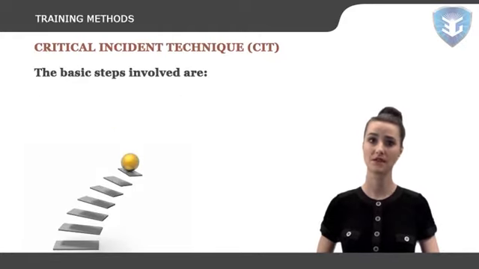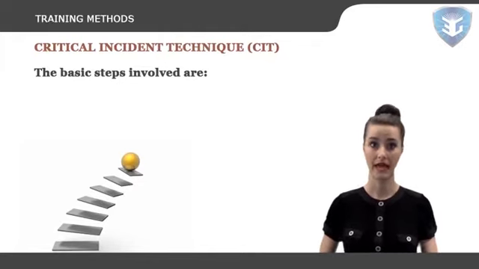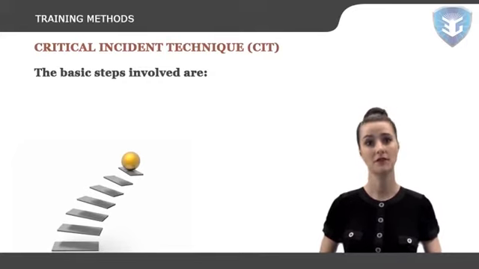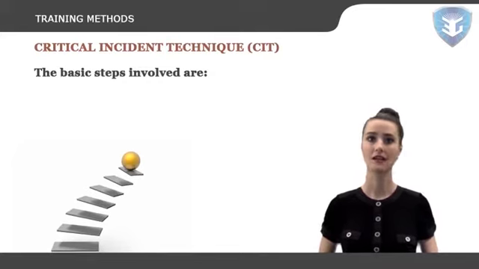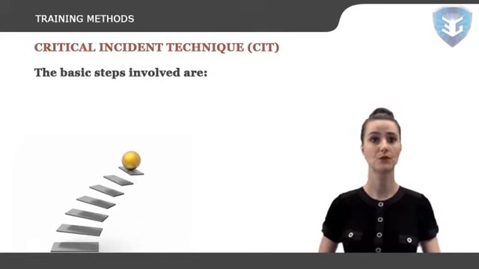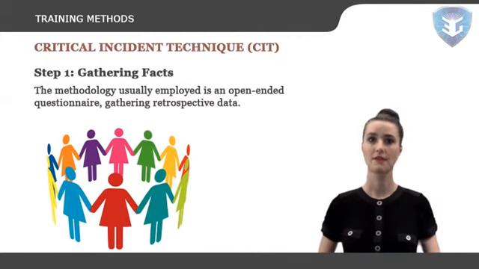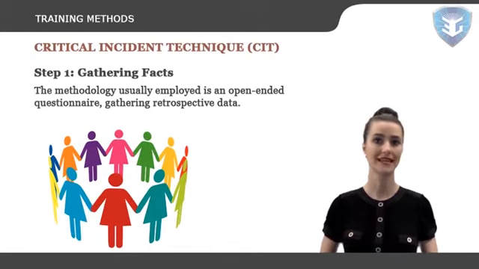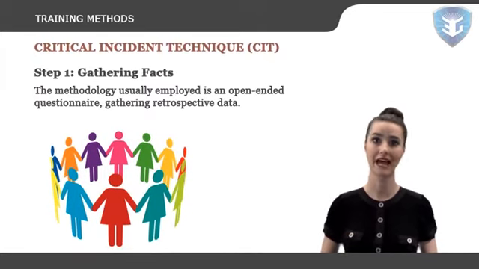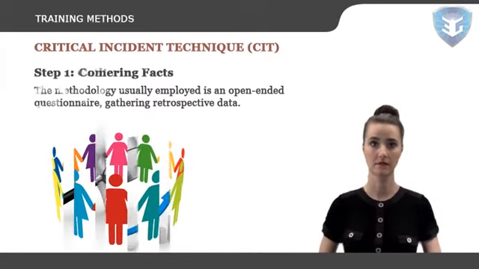The basic steps involved are: gather facts, incidents, about what actually happened: A. Before, B. During, C. After the incident. Analyze the content of the verbal report. Infer how to improve performance based on the feedback. Step 1. Gathering facts. The methodology usually employed is an open-ended questionnaire, gathering retrospective data.